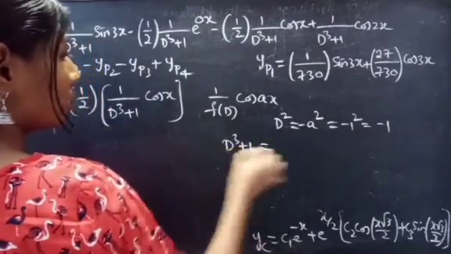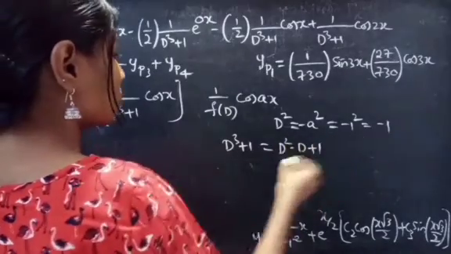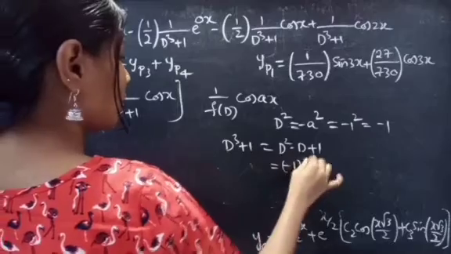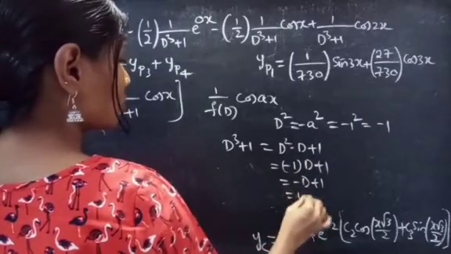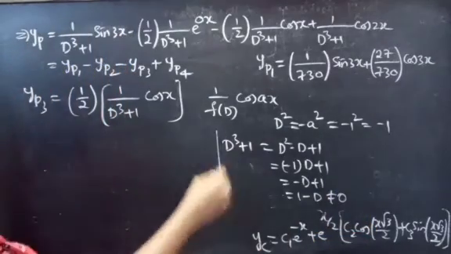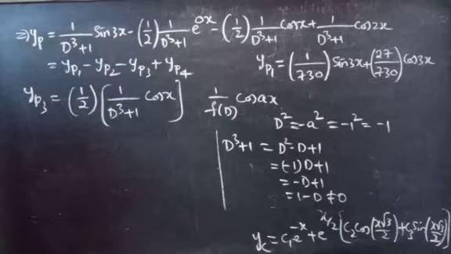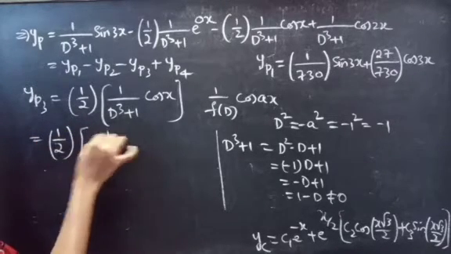You can write d cube as d square into d. Now replace d square by minus 1, you'll get minus 1 into d plus 1, which equals minus d plus 1, which is 1 minus d, non-zero, right? So the denominator is non-zero by replacing d square by minus 1. So what we'll do, we'll just replace d square by minus 1.